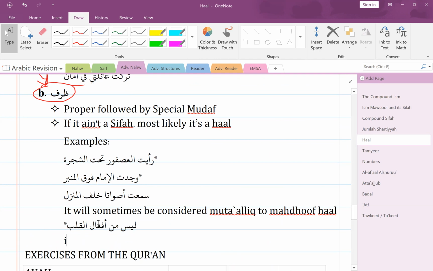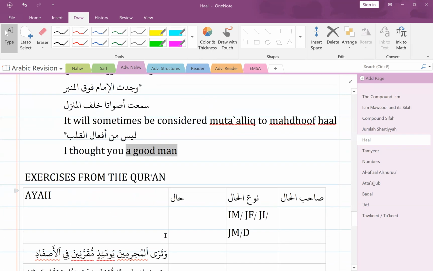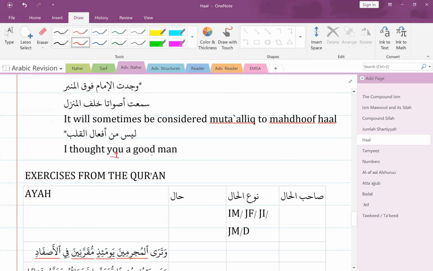So let's break it down. I thought you a good man. You can see that in this sentence, you is the first maf'ul bihi. Who did I think? You. It answers the question who. And what did I think of you? I thought you are a good man. So a good man would be maf'ul bihi thani, because it answers the question what. So we have a who and a what. Let's scroll up a bit. This is maf'ul bihi al-awwal, and this is maf'ul bihi al-thani.